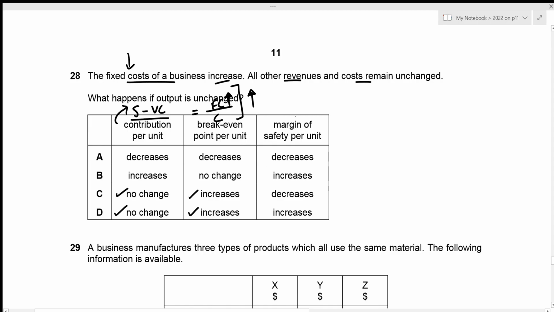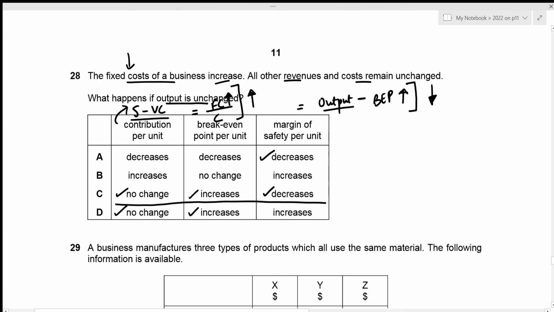Then we have margin of safety per unit. The margin of safety per unit is just the total output minus break-even point. And we're already told that the output is unchanged, so this is going to remain constant, but we figured out that our break-even point is going to increase. And if the negative aspect of a formula increases, then the total value decreases, which means that our margin of safety per unit is going to decrease. That's given in A and C. So the correct option for all three, contribution, break-even, and margin of safety, is given in option C. That will be the correct answer. This concludes question number 28. We can now move towards question number 29.